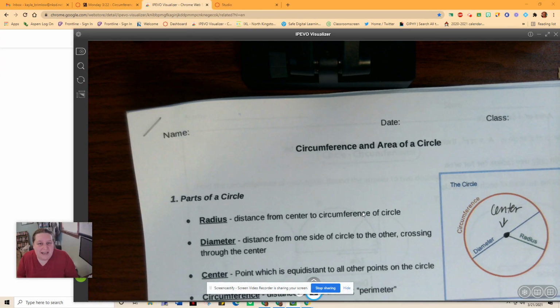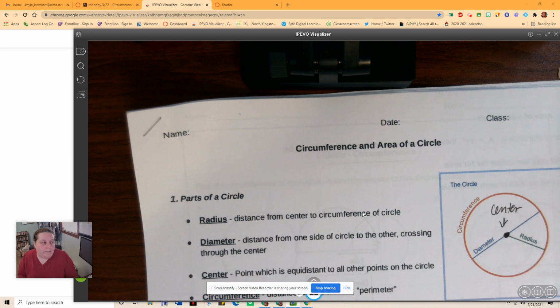Hi everyone, it's Mrs. Brimlow, and today I'd like to talk to you about the parts of a circle as well as how to find the circumference of a circle. So if you have the packet, you can turn to the first page, or if you don't have the packet, you can click the link that I've provided in Canvas.